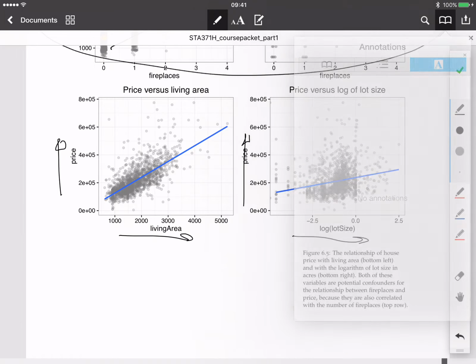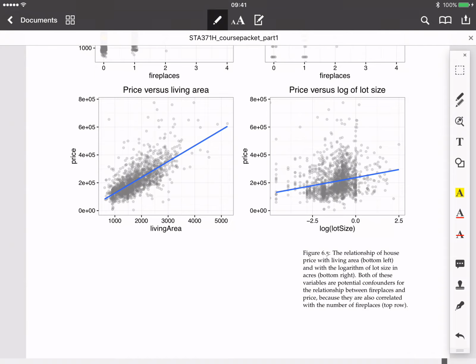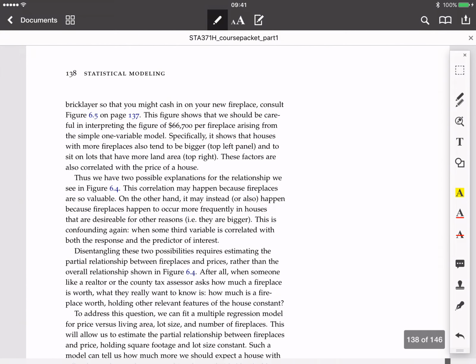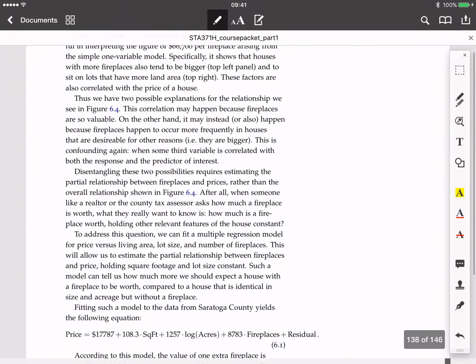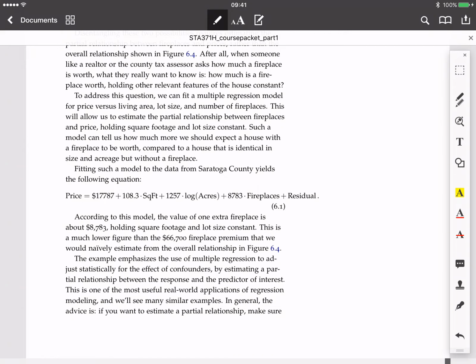Let's clear some annotations here. Okay. So, how do we handle this? Well, we know what multiple regression does. Multiple regression allows us to estimate a partial relationship. In other words, the rate of change between the Y variable, in this case price, and the X variable of interest, in this case number of fireplaces, holding other variables constant.